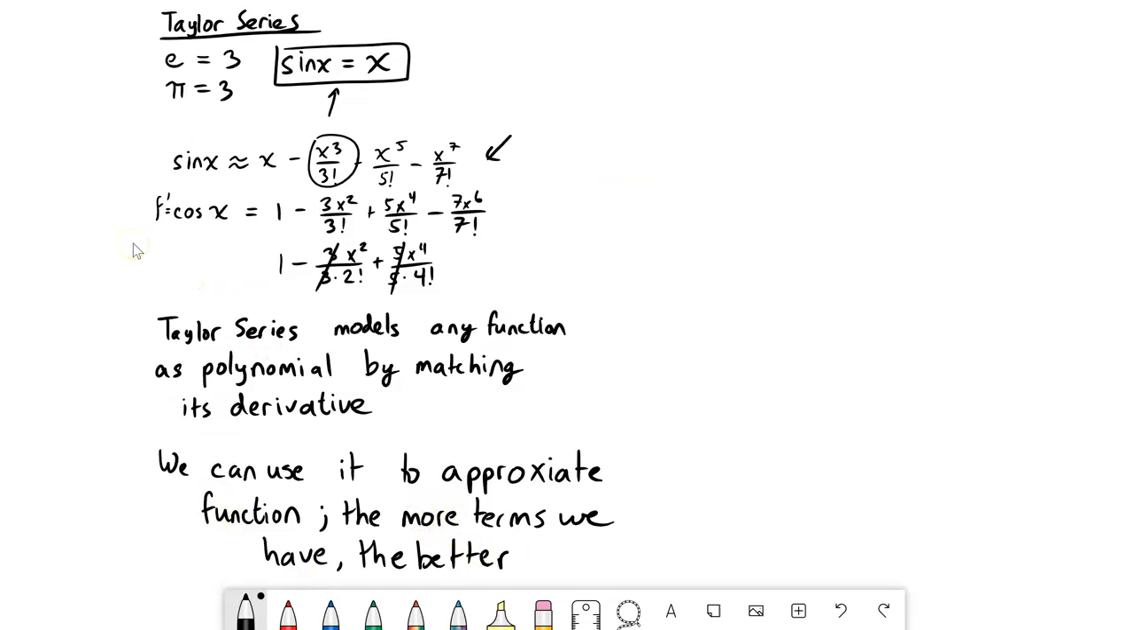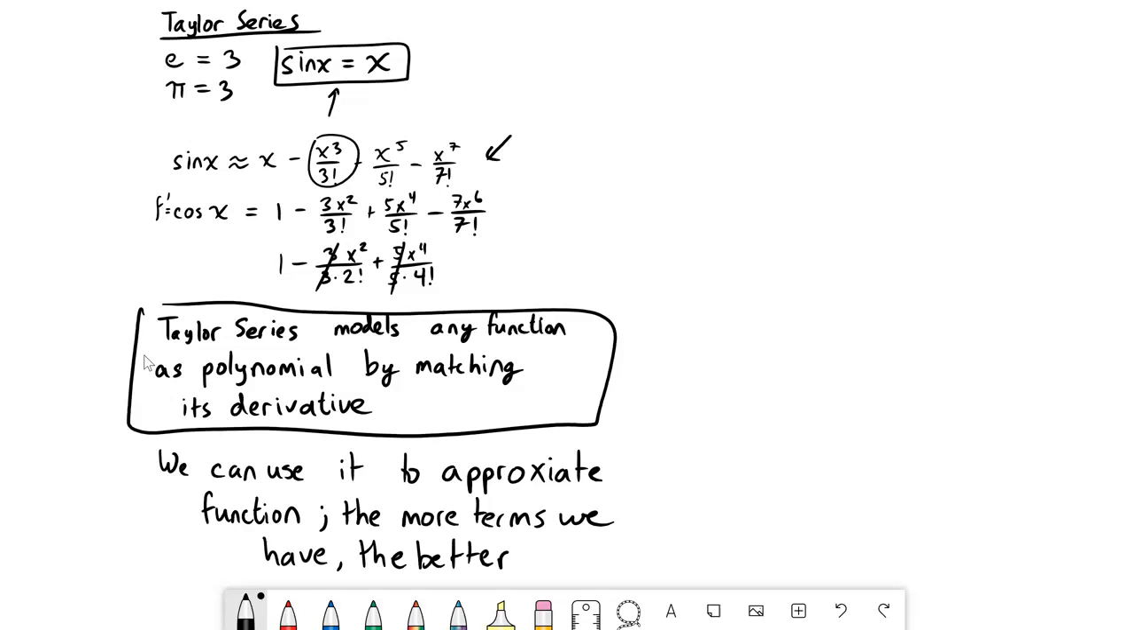So hopefully you gained an appreciation of what a Taylor series tries to do. I find this fact very cool, because any function you want can be modeled by a polynomial just by looking at the calculus of the curve, or the calculus of the function, and just matching certain features of it can lead you to a Taylor series of any function.